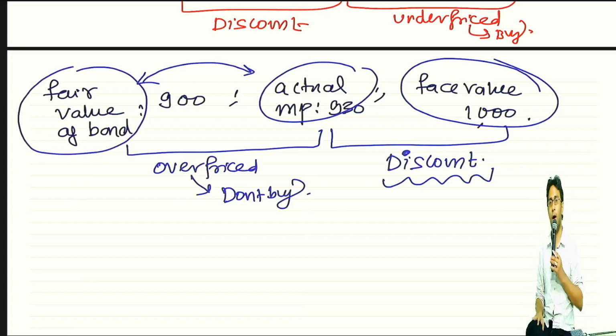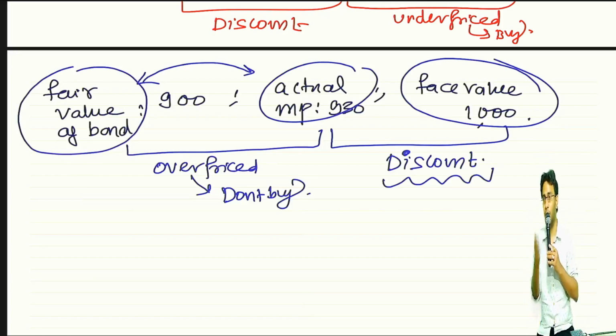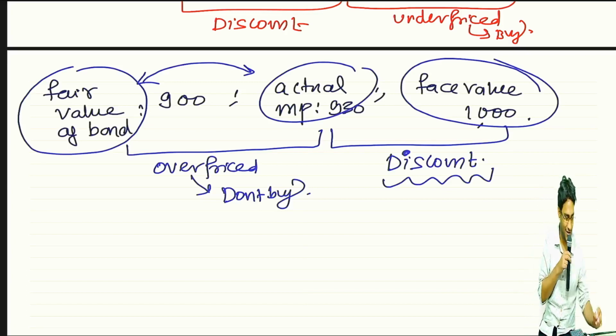Tell me, sir. A bond is trading at premium. Will you buy or will you not buy? You can't answer. You should not answer. Bond is available at par value. Should I buy or should I not buy? Bond is available at par value, sir. Should I buy or should I not buy? You can buy. Let's see and decide.